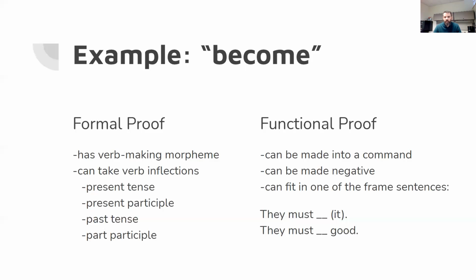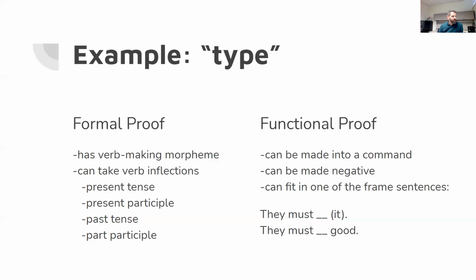Can it be made into a command? Yes, become. And be made negative, do not become. And they must become it. Probably not, we wouldn't use it that way, but they must become good. And so become is an example of a copula verb, okay, or a linking verb, sometimes they call it, where we're linking the adjective at the end there with the subject of the sentence. They equals good, okay, they become good.